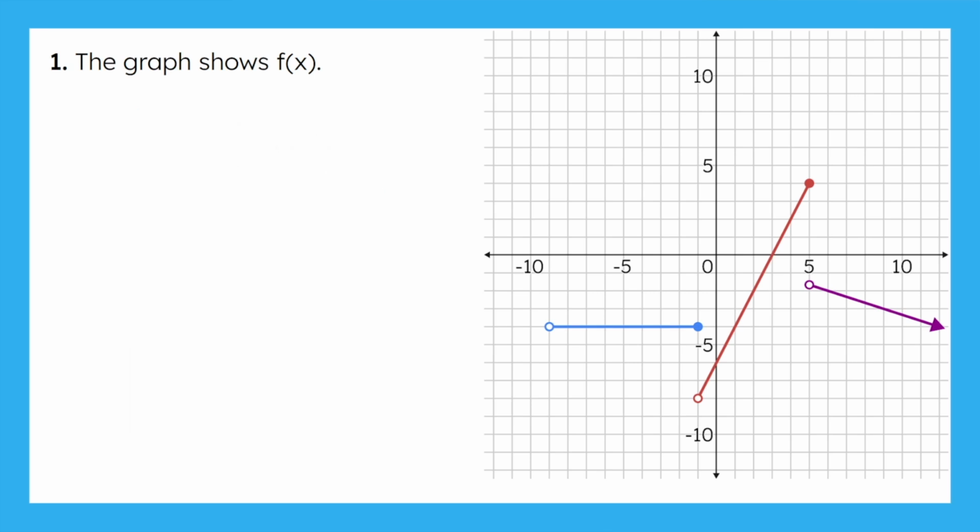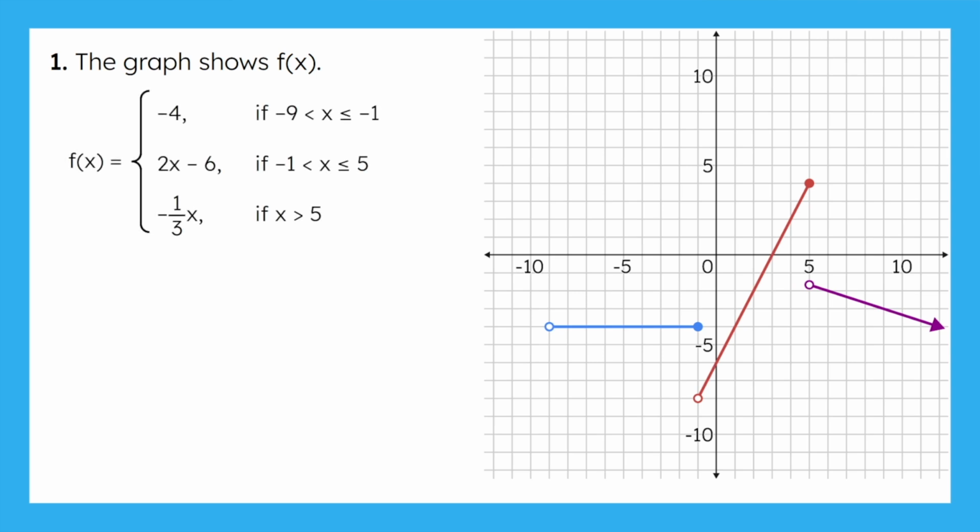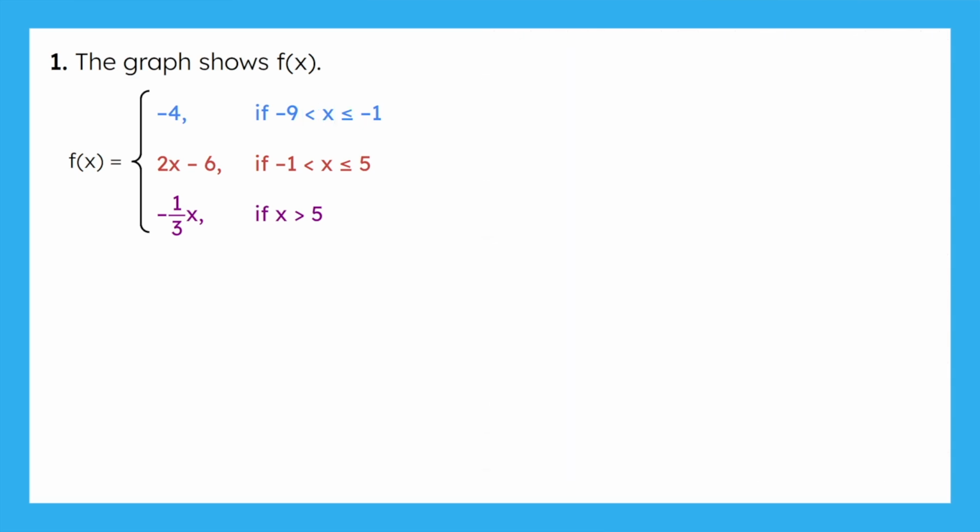Now that we've gotten more familiar with piecewise graphs, here's the function represented by the graph we've been working with. Each subfunction represents one of the pieces shown on the graph. The numbers in the domain of each interval align with the endpoints on the graph, and the inequality symbols align with the open and closed circles. If we were only given the function and asked to evaluate f of 5, how would we know which interval to use for that input?